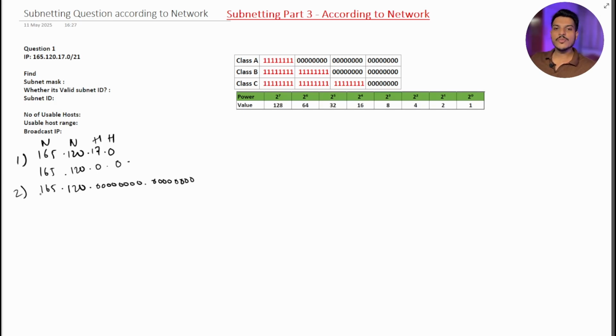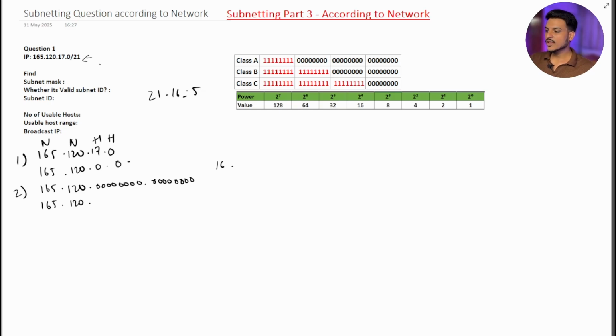Now by default how many bits are given to network in class B? It is 16 only, but here we are given 21 bits. So what we need to do is write the first 16 bits as they are, so it will be 165.120. Now how many extra bits are given to network? That is 5 extra bits, 21 minus 16 gives us 5.